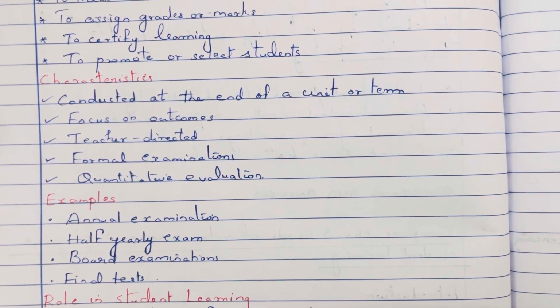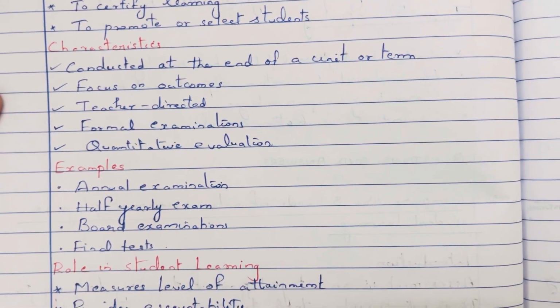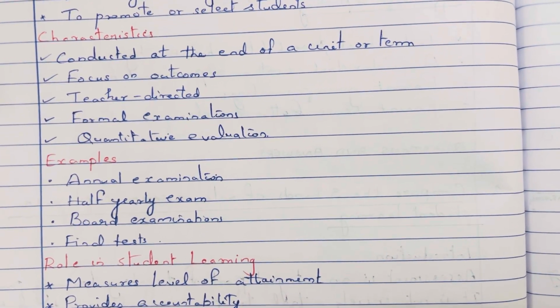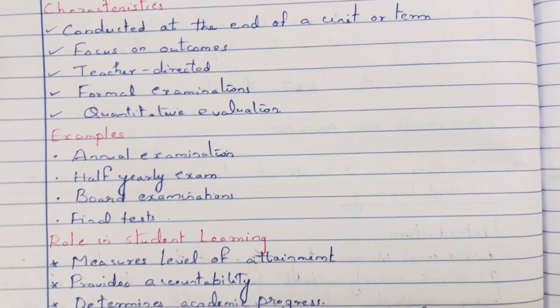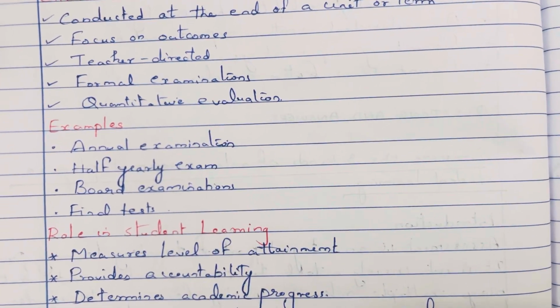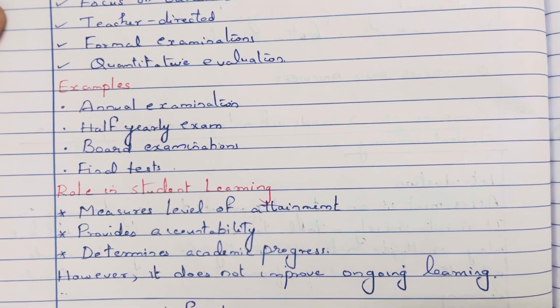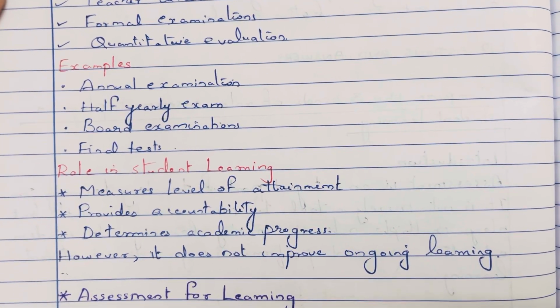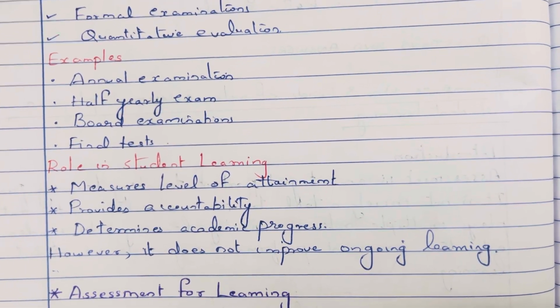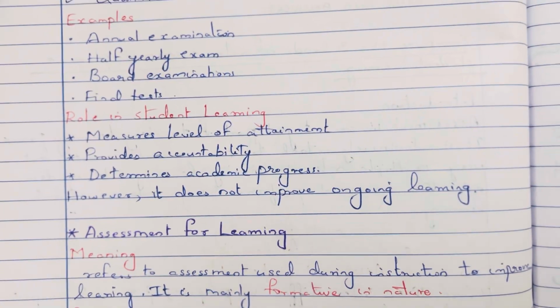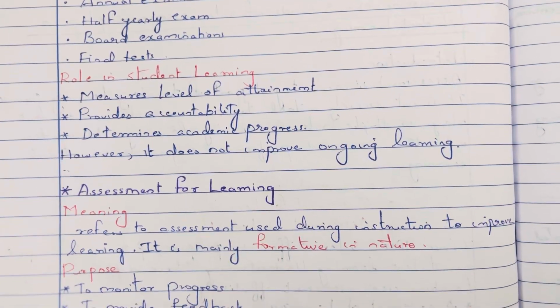Characteristics: conducted at the end of a unit or term. Focus on outcomes. Teacher directed, formal examinations, quantitative evaluation. Examples: annual examination, half-yearly exam, board examinations, final test. Role in student learning: measures level of attainment, provides accountability, determines academic progress, however does not improve ongoing learning.